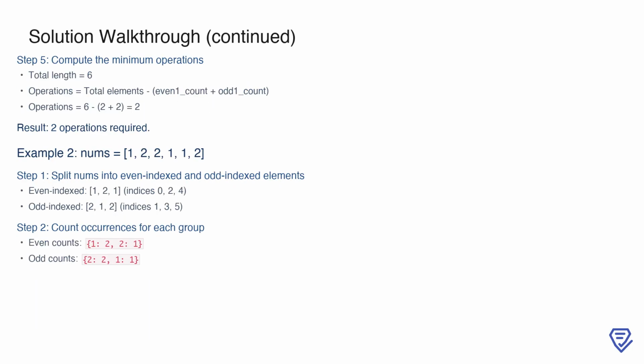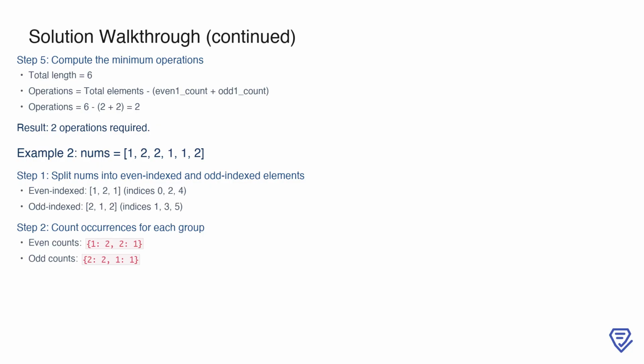To calculate the minimum operations needed, we start by determining the total number of elements in the array, which is 6. The formula for operations is the total number of elements minus the sum of the counts of the most common elements from the even and odd groups. Here, the most common even element, 3, has a count of 2, and the most common odd element, 2, also has a count of 2. Plugging these into the formula, we get operations equal to 6 minus the sum of 2 and 2, which is 6 minus 4, equal to 2. Therefore, the minimum number of operations needed to make the array alternating is 2.